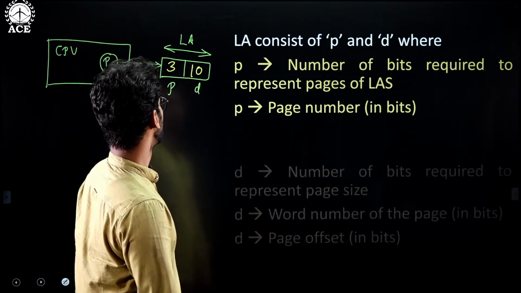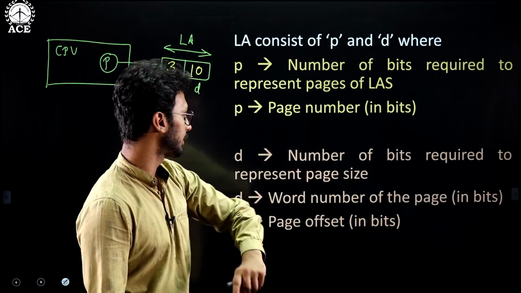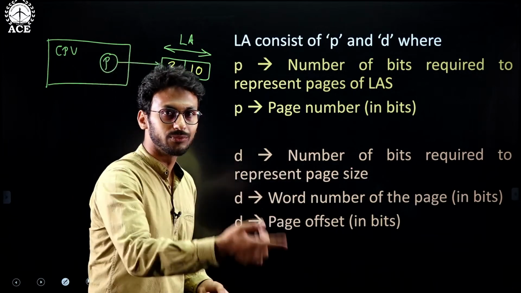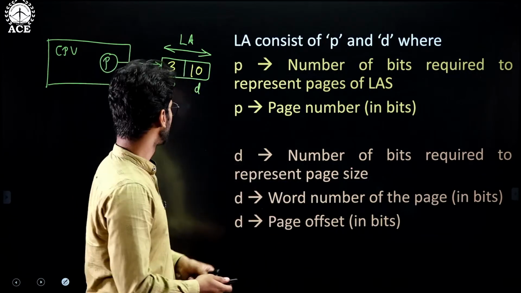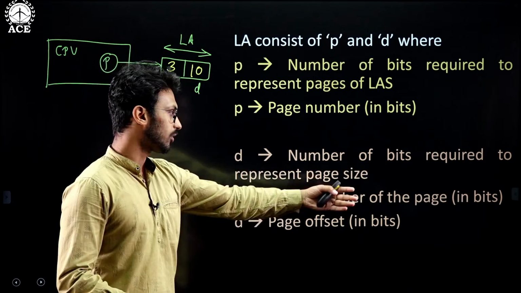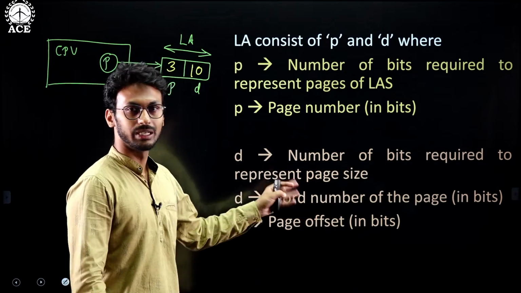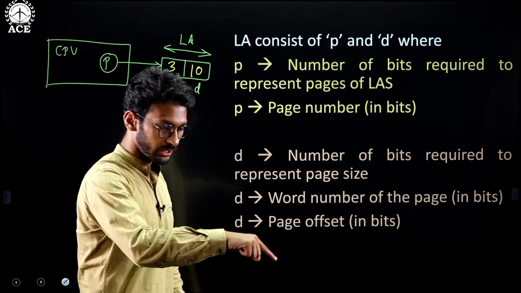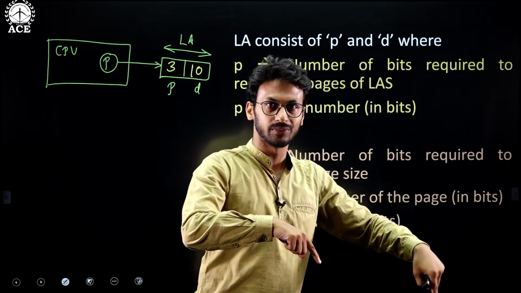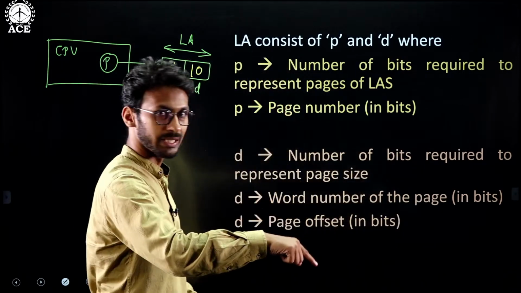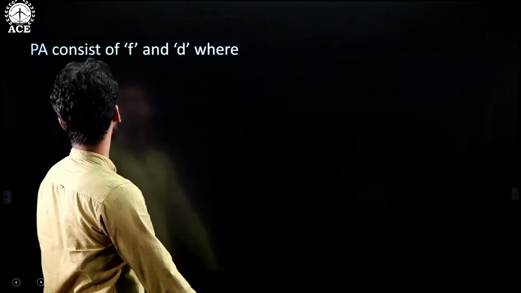Next one, D. Number of bits required to represent page size. Page size 2 raised to 10 words. So 10 bits are required. So that is why I mentioned 10 here. D, word number of the page or page offset. So there are multiple names. Going to a particular page, and within that particular page, going to a specific word. Page offset. Page number, page offset. Something like that. Fine. Done.